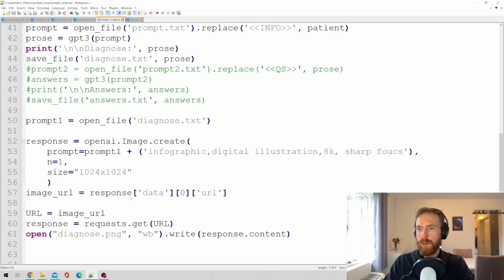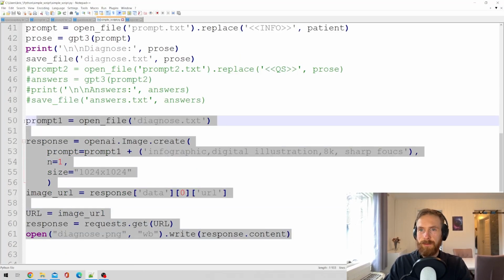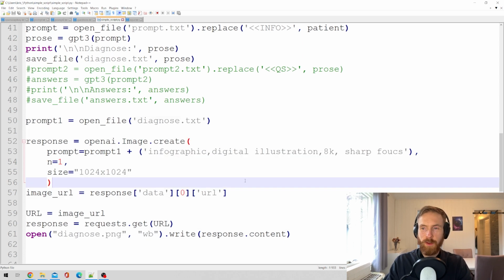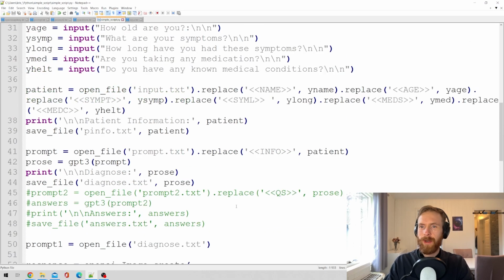I also, just for fun, added this part that just gives you like an infographic of your diagnosis. Just for fun, we can see how this works. There's nothing really else to say. It's quite a simple script anyway. But yeah, let's just have a look at how this works.